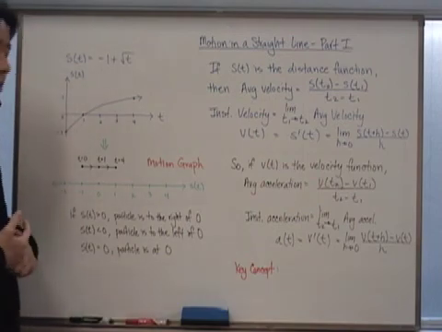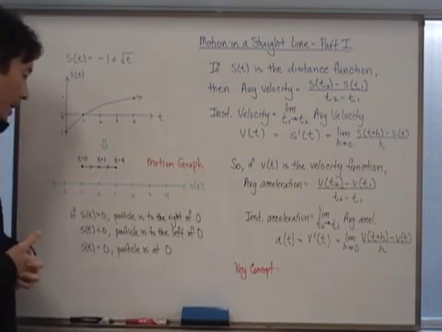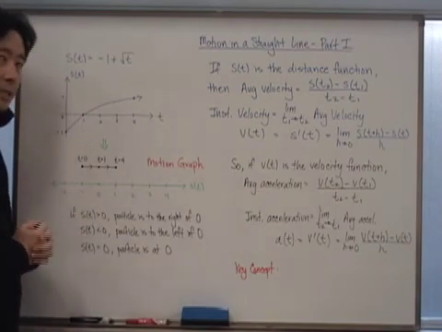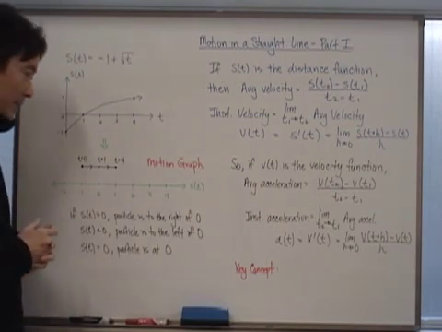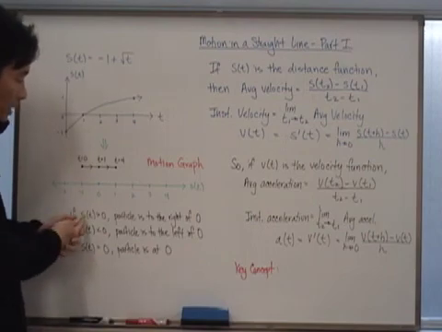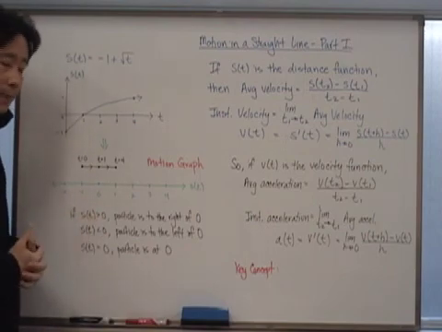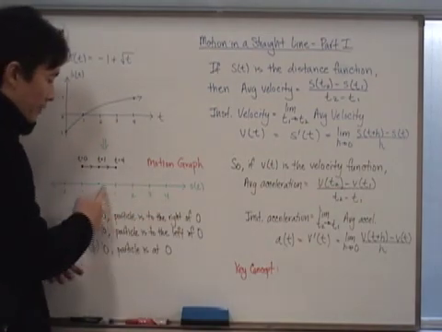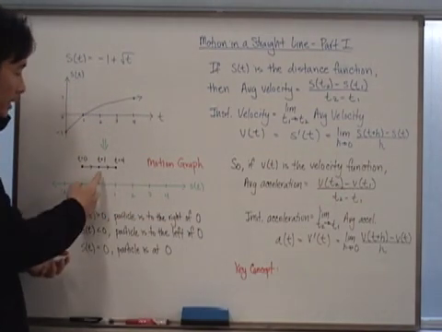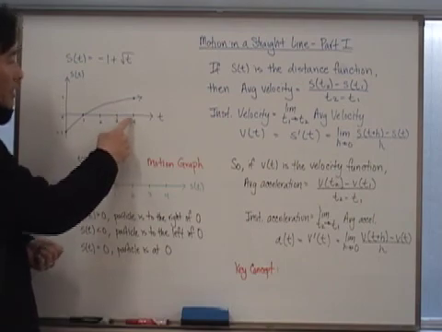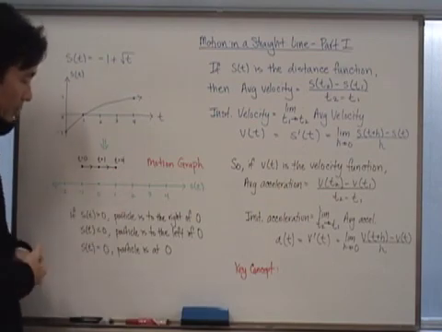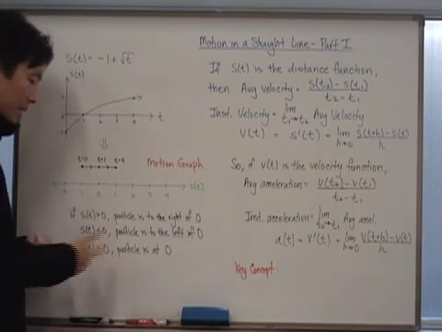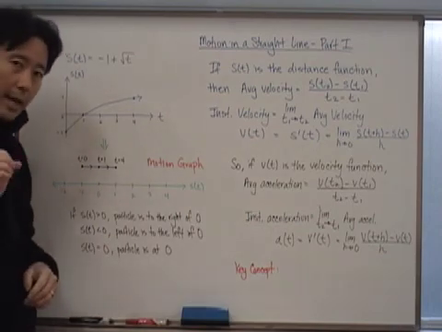So there's a couple of things that we want to generalize about this motion graph. One of them is where the particle would be based upon the value of your distance function. For example, if s of t is greater than 0, then the particle is to the right of the origin. Over here, when t is equal to 4, the position was equal to 1, so it has to be to the right of the origin. In the same respect, when s of t is less than 0, the particle is to the left of 0. And when s of t is equal to 0, the particle is actually at 0.